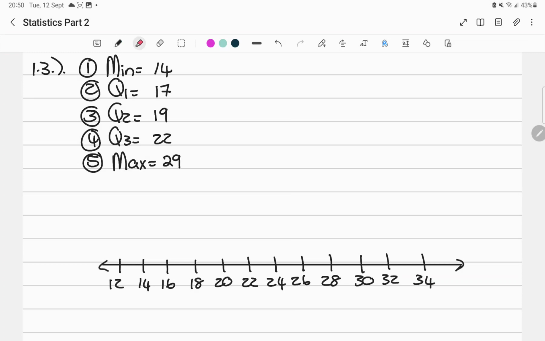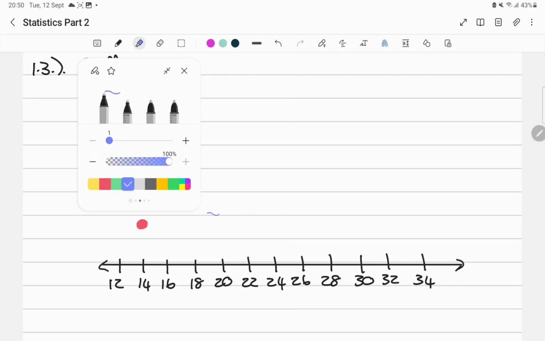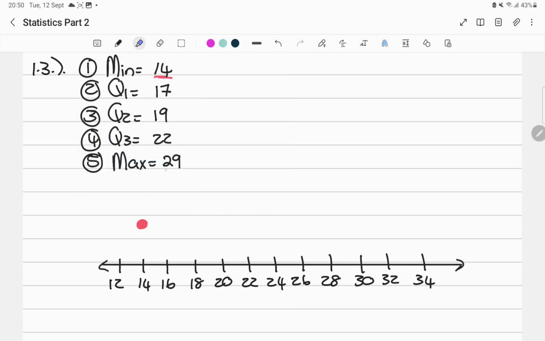So the first value we have is our minimum. At 14, we're going to make a dot. So where your minimum is, you make a dot. Then the next one you can use is your maximum. My maximum was 29, and then we also make a dot there.